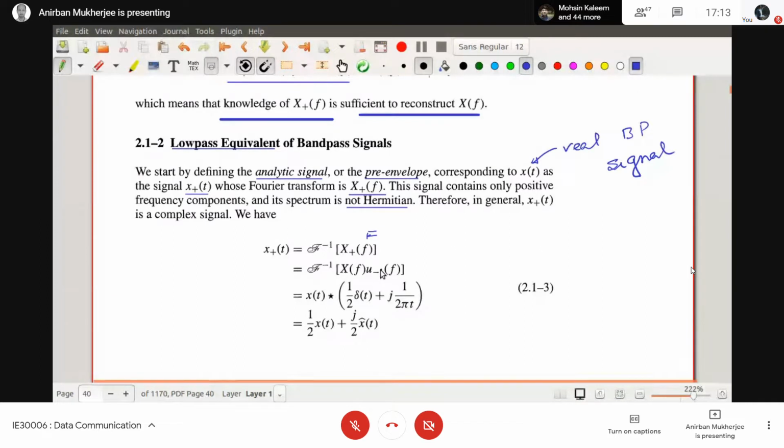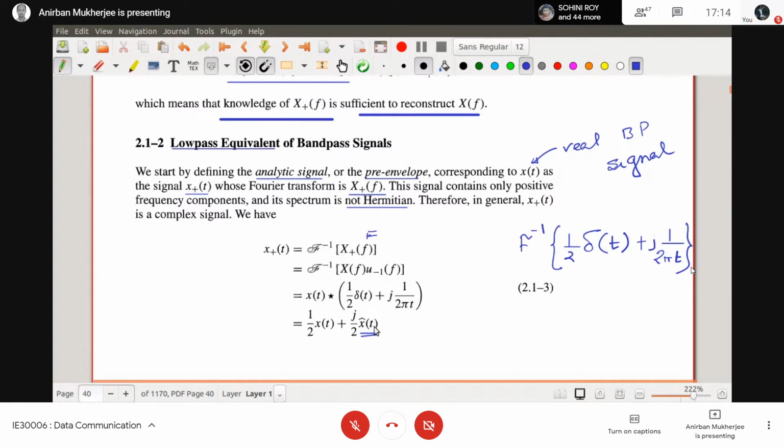The Fourier inverse of the unit step, if you can remember, just go back to the table given in the book. You can use duality and these things. Finally you will find that it is half of delta(t) plus j times 1 by 2 pi t. This one you have studied in the 6th unit. Now x(t) convolved with half of delta(t) plus j by 2 pi t gives half of x(t) plus j by 2 times something we are writing as x hat, a new notation.